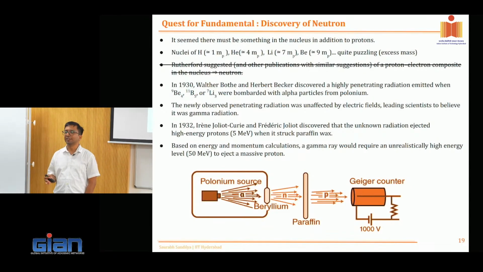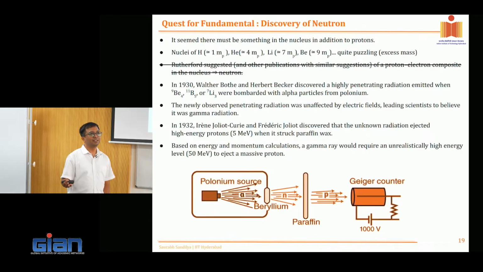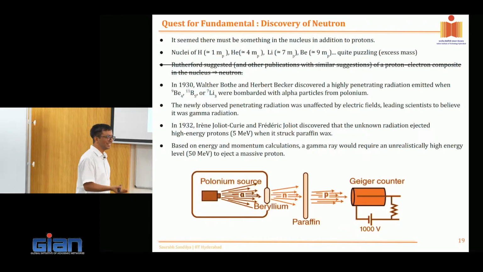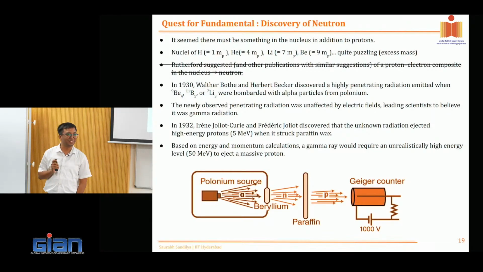Okay, fine. I go to another element, lithium. If my formula works for 2 times, it should be lithium 6, right? But it is 7. Beryllium is 9. So something weird is going on here. There has to be something in addition to proton. You can guess the presence of neutron.